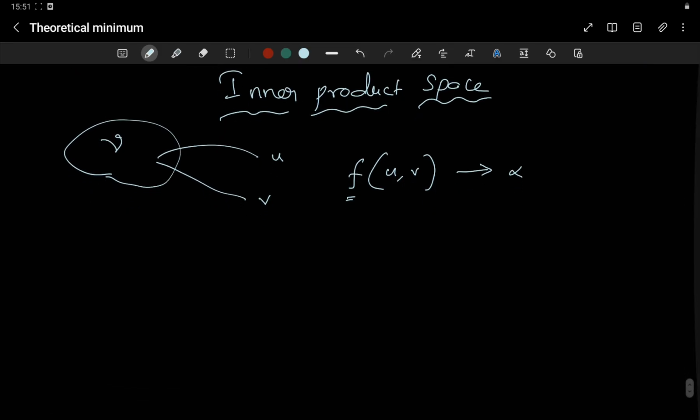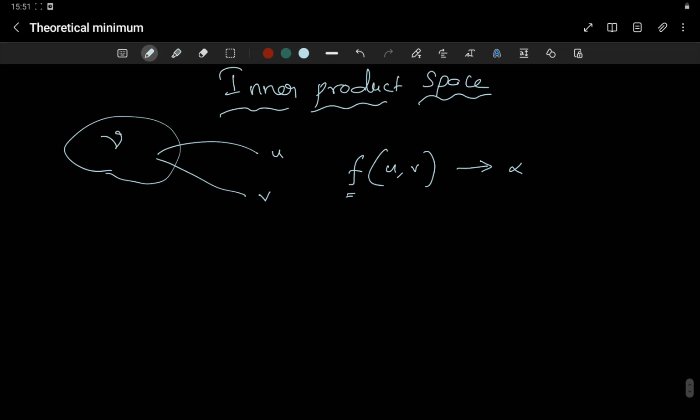Okay, and in order to say that it's an inner product space, the same vector space can be called an inner product space along with this function, provided this function satisfies some properties. So let's denote this function like this, just a bracket of u comma v. That should be equal to v comma u. So for this product, even if I exchange u and v, the result should be the same. Okay, so that's one thing.